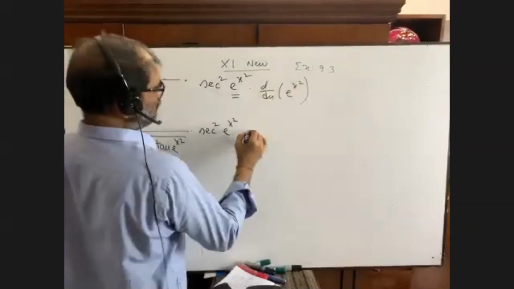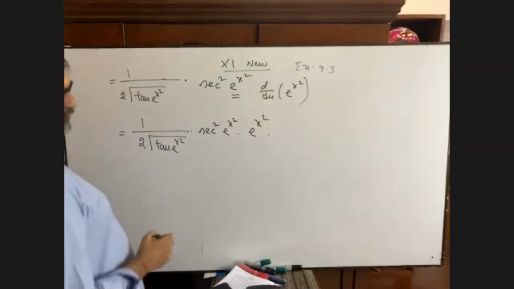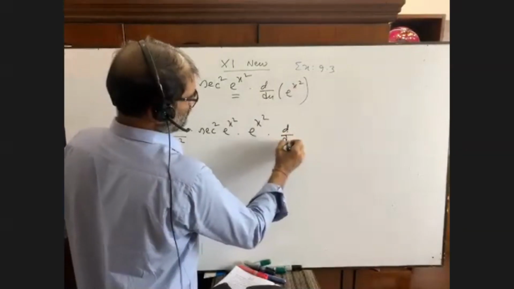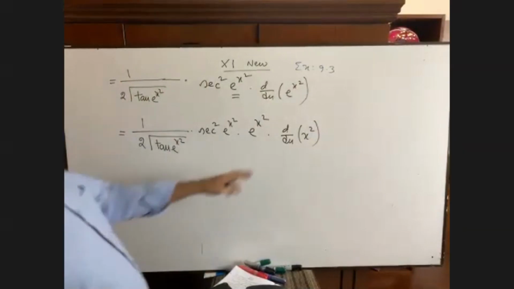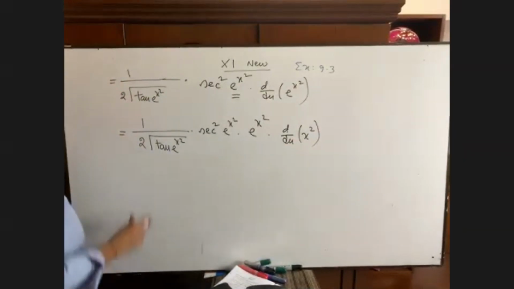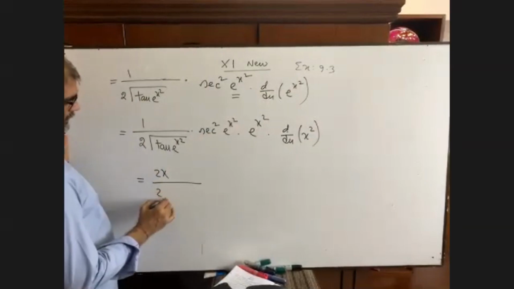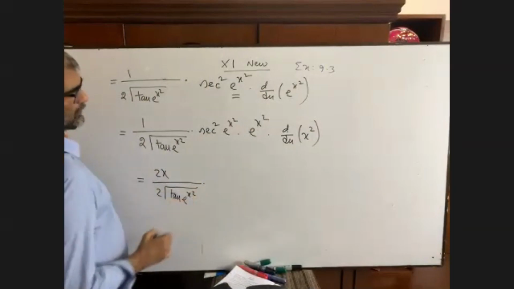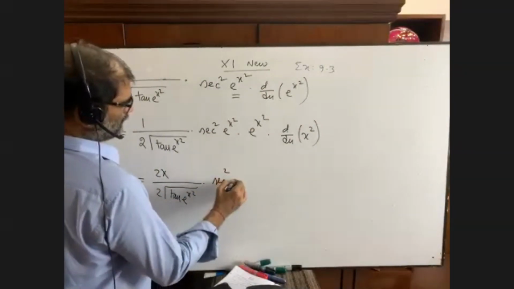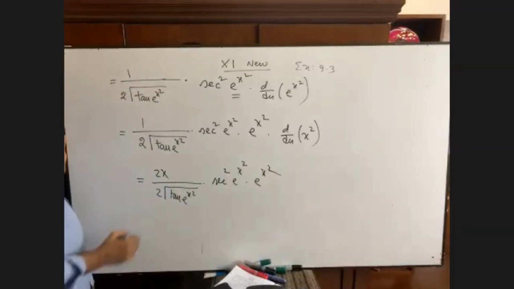Now it is e to the power x square. Yes, e to the power x is e to the power x. Now what is left? X square is left. That is d by dx x square. Now what is x square? It is 2x. So we can write down 2x by 2 root over tan e to the power x square dot sec square e to the power x square dot e to the power x square. Here these two will be omitted and the left is the answer.